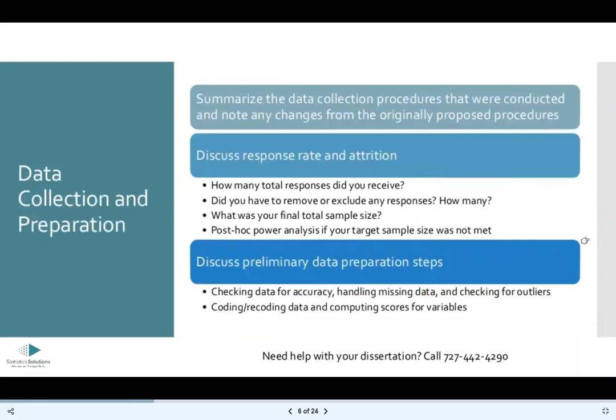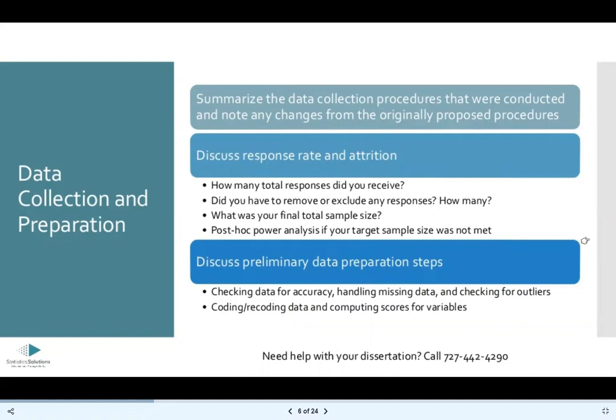The next section would usually be the data collection and preparation section. So here you want to summarize the data collection procedures that you followed and note any changes from your originally proposed data collection procedures. So this is important if anything changed between when you wrote up your proposal in your methodology chapter to when you actually collected your data. Because sometimes things can change in between, whether you run into issues during data collection or whatever might happen from the point where you proposed to when you actually carried out the data collection. You just want to lay that out here so that your reader understands where you deviated from your plan.